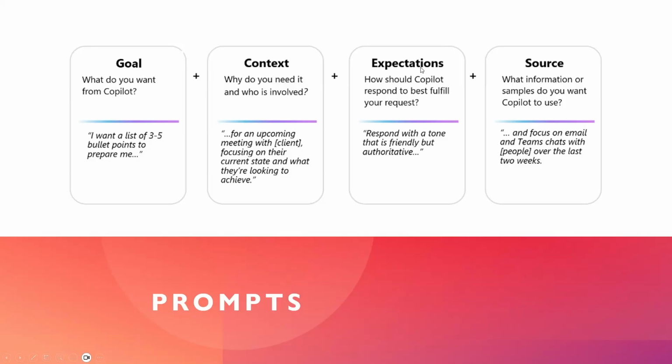looking to achieve. Then the expectation: how the task should be delivered, what type of document, what type of actions we are expecting to complete this goal. Respond with a tone that is friendly but authoritative. And the source: where the agent or the information can be pulled from to fulfill this task and goal. The example is, and focus on email and Teams chat with these people over the last 2 weeks.